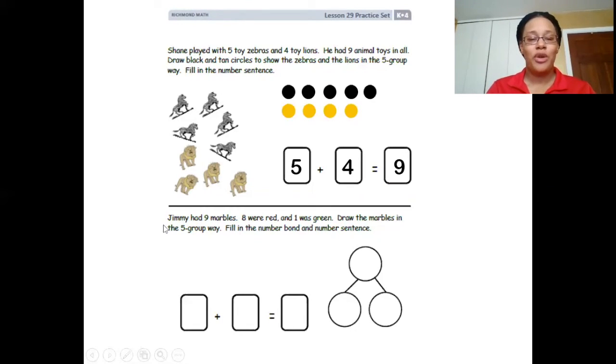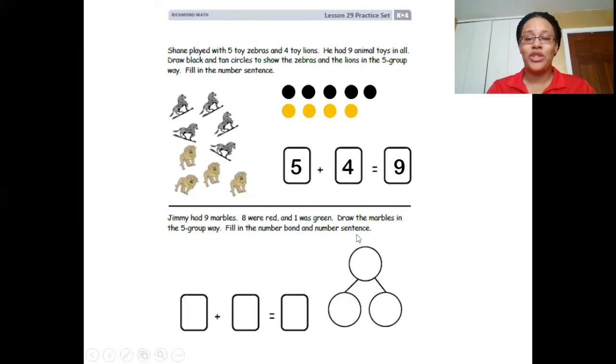Let's try this problem. Jimmy had 9 marbles. 8 were red and 1 was green. Draw the marbles in the 5 group way. Fill in the number bond and number sentence. Okay, so it's a blank space here for our picture, and we have a number bond and a number sentence to complete. But already we can sort of fill in our number sentence and number bond because we know what the whole is.